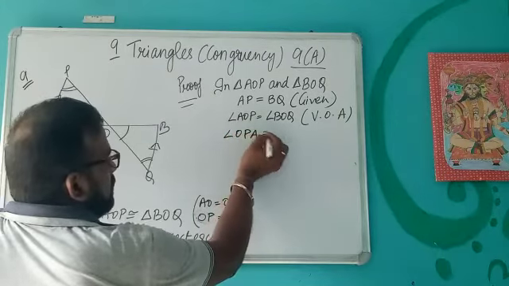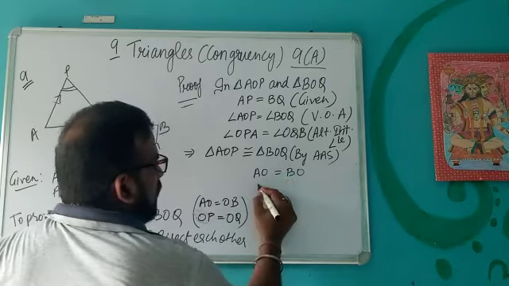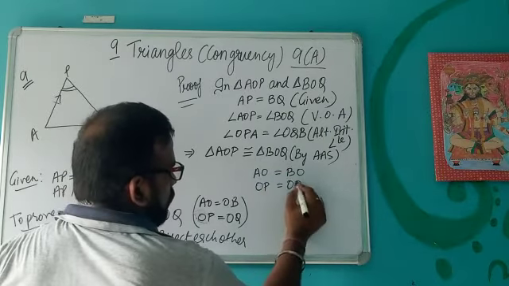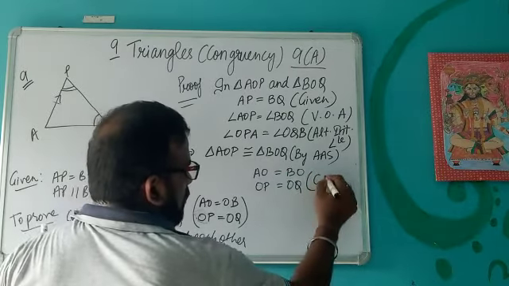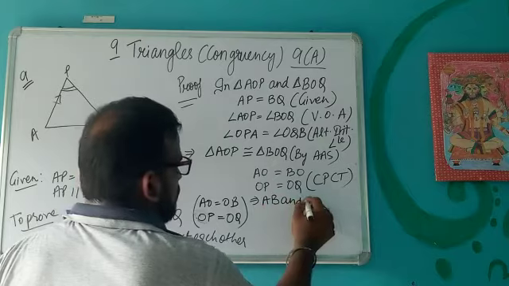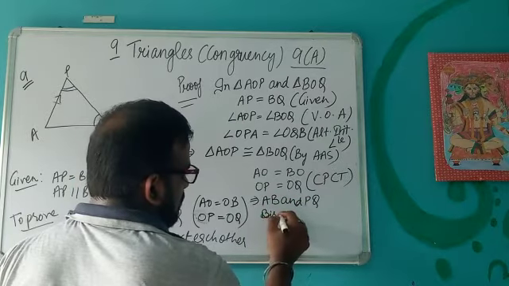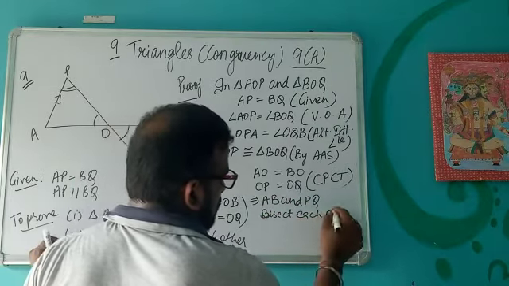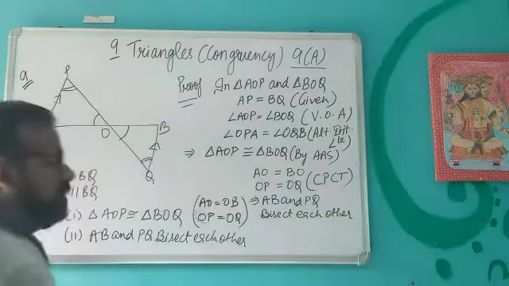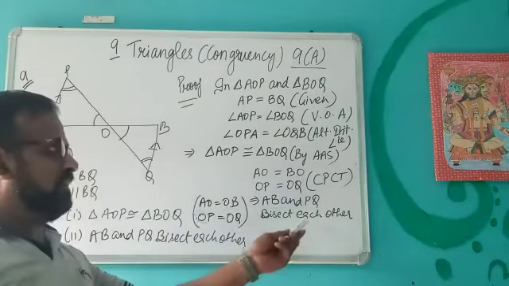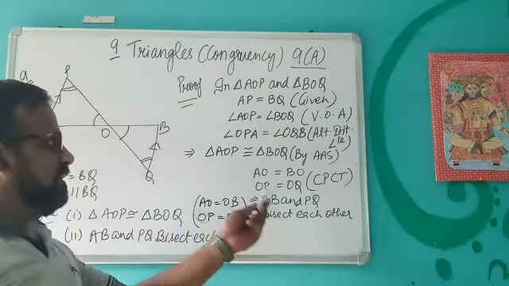So now since they are congruent to each other, we can say that AO will be equal to BO and OP will be equal to OQ. Reason will be CPCT, since these two triangles are congruent, so remaining sides become equal to each other. So with the help of this we can say that AB and PQ bisect each other. Okay, so we have proved that AB and PQ bisect each other because these two sides become equal to each other when these two triangles become congruent to each other.